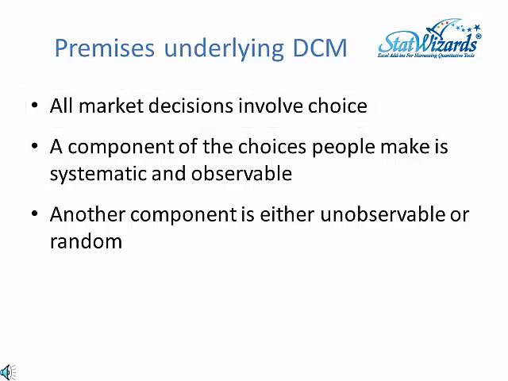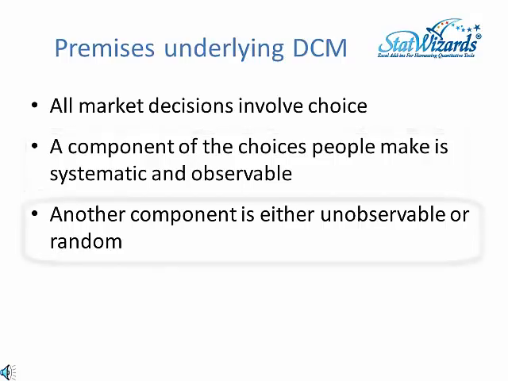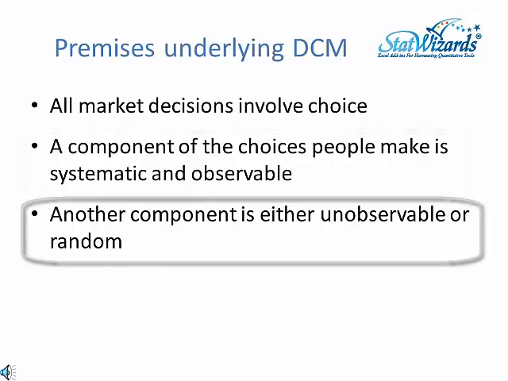Some time ago, psychologists realized they could not observe all the factors that influence choice. Many factors were observable, but some remained elusive and perhaps random. DCM rests on what economists call random utility theory, which states that a component of choice is systematic and measurable. The remainder cannot be directly observed, but we can make some reasonable assumptions about the distribution of these unobserved factors.